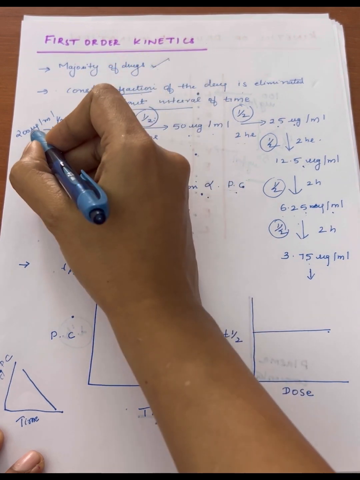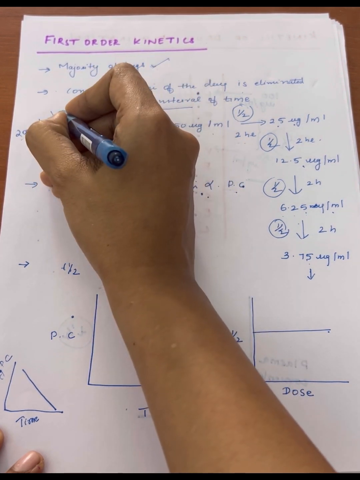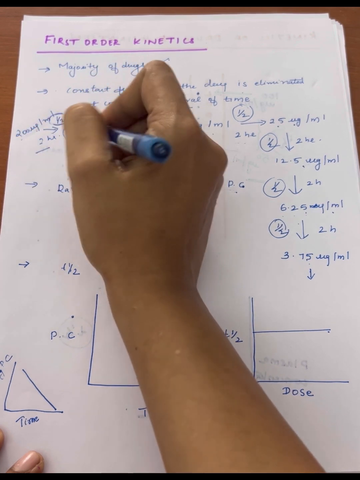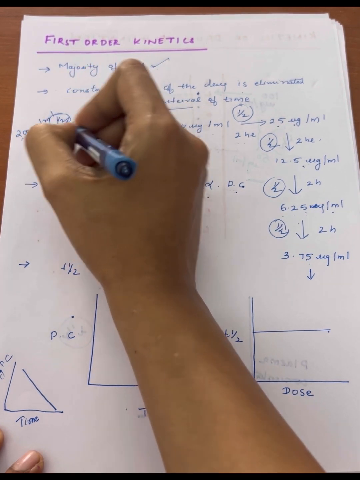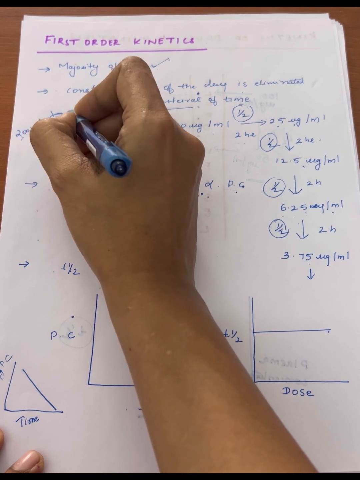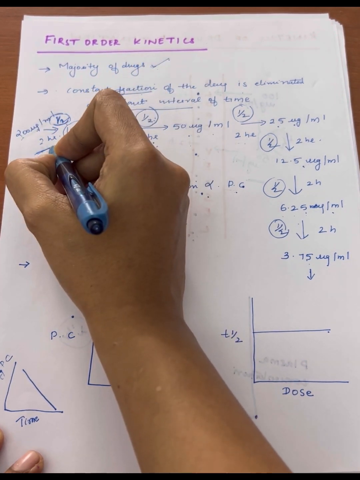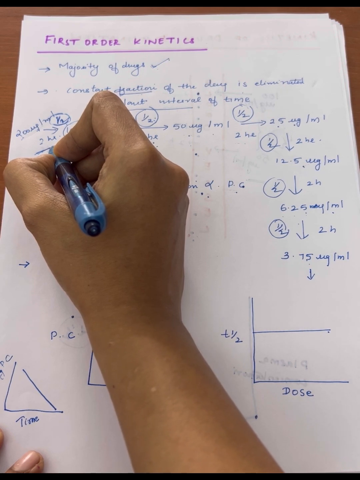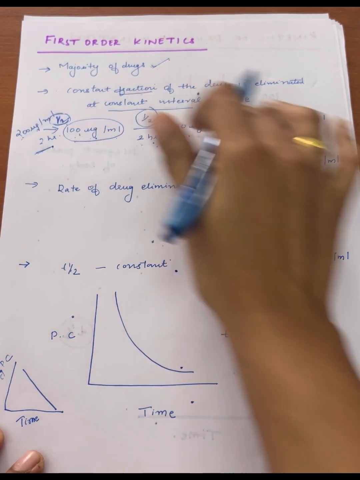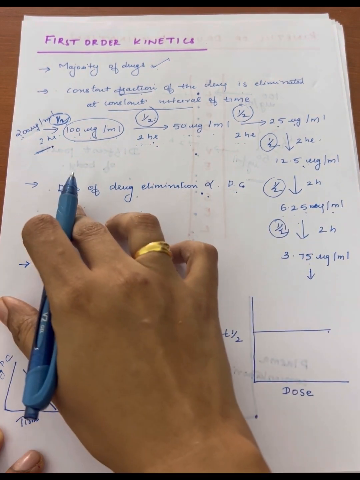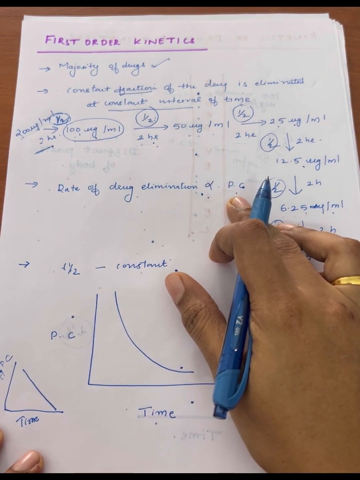Now, even if we double it, the rate of drug elimination will still be directly proportional to the plasma concentration. That means 200 microgram will take 1 by 2, that is 50%. The fraction will remain the same, and the time will also remain the same. So the higher plasma concentration would also decline at a rate of 50% per 2 hours in this example. So that proves that the rate of drug elimination is directly proportional to the plasma concentration.